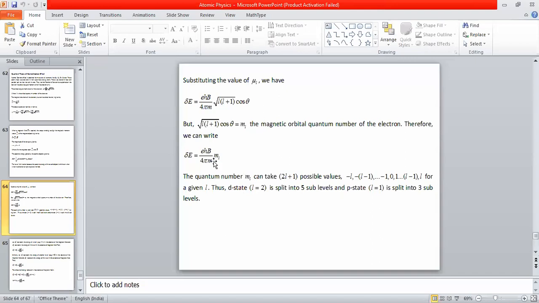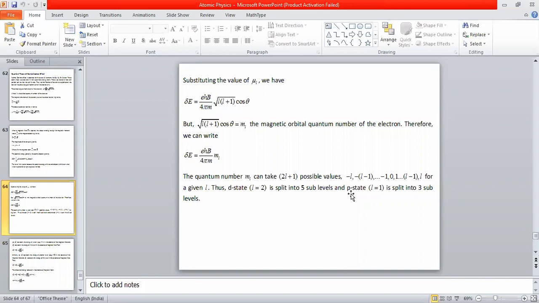If we put ml equal to -2 we get one delta E, if we put -1 we get another. In the same way, putting 0, +1, +2, we get 5 different energies delta E. So our D state, L equal to 2, has ml from -2 to +2: -2, -1, 0, +1, +2. Hence this state splits up into 5 energy levels.